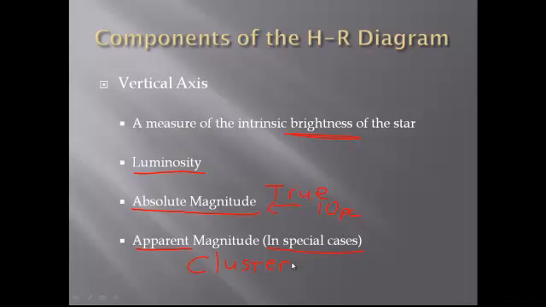So even if we don't know how far away they are, we know that they're all the same distance away, so that their apparent magnitudes and their absolute magnitudes are related to each other.